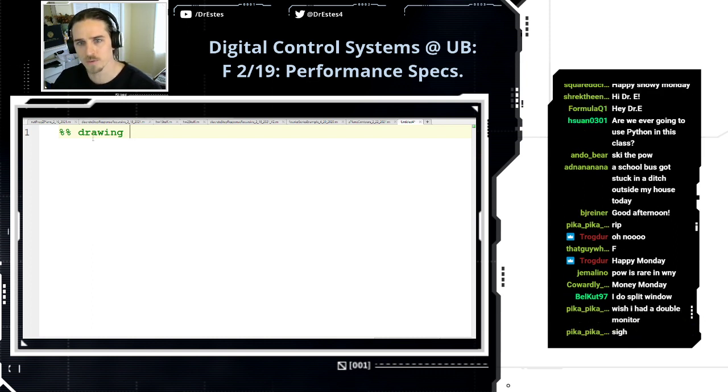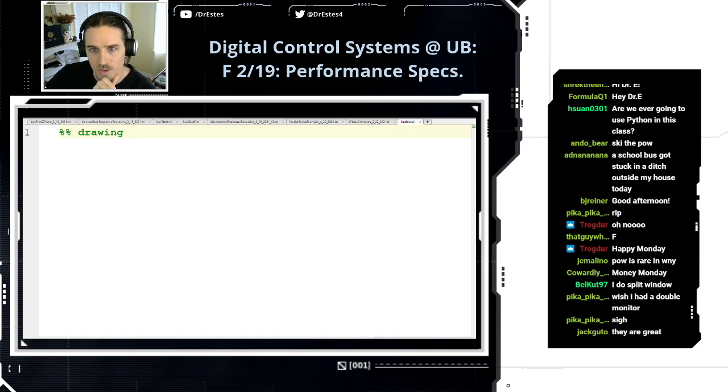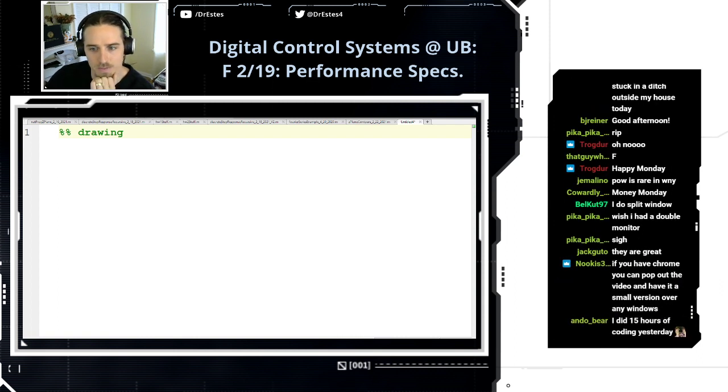I know double monitor is perfect for this. But we're talking about performance specifications for digital control systems. And usually these performance constraints are going to be given to you as an inequality, meaning they'll say the settling time should be less than 3 seconds. They won't say it's equal to, typically.